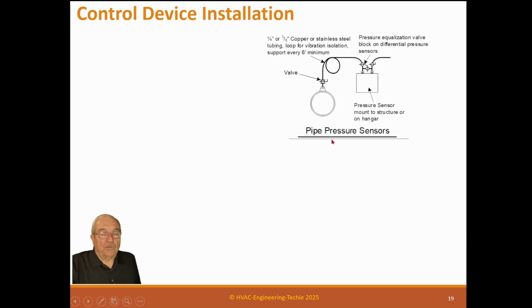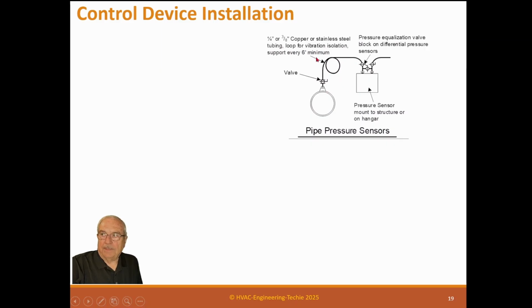So here's control devices. This happens to be a pipe pressure sensor. So what happens normally is we have a weldolet on the pipe or a half coupling welded to the pipe. We put a valve on that, and then we run copper tubing. It might be 3/8, but normally it's copper, a 1/4 inch. It can be copper or stainless steel, with a loop for vibration. So we want to put a vibration loop in here.